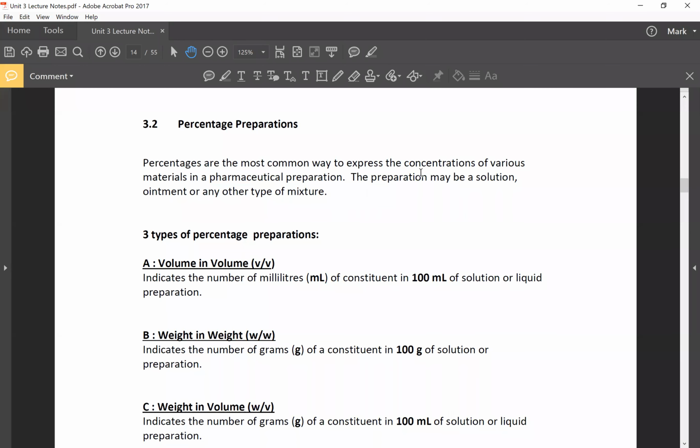Okay, so I'm recording now. Section 3.2 is where we left off.